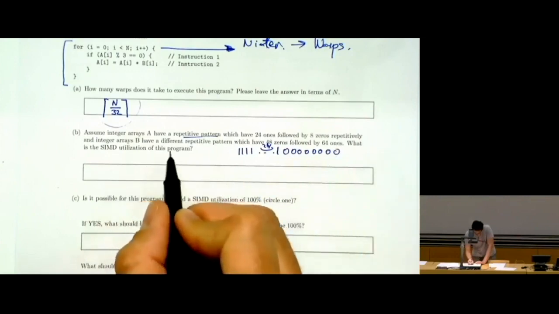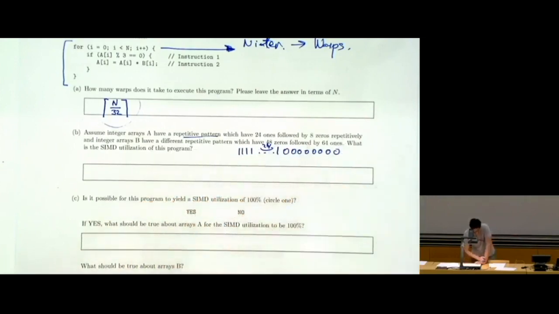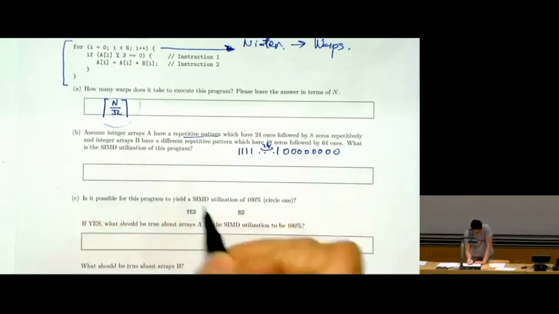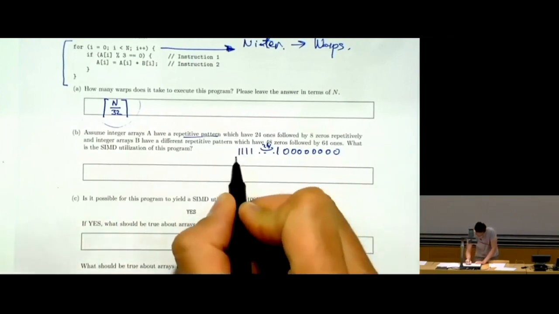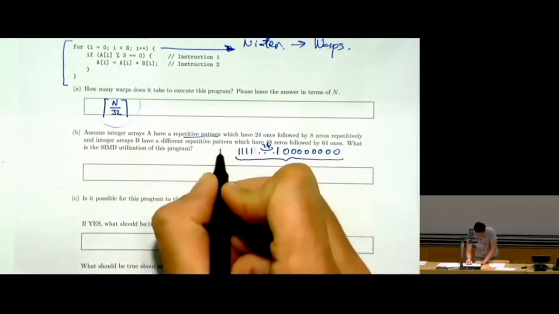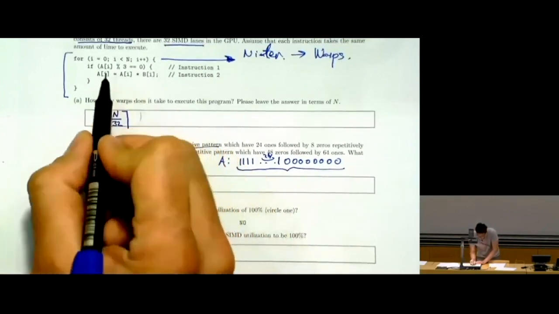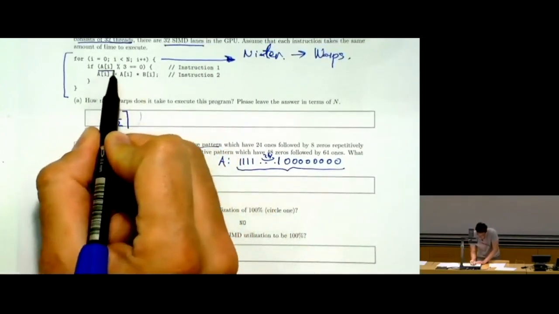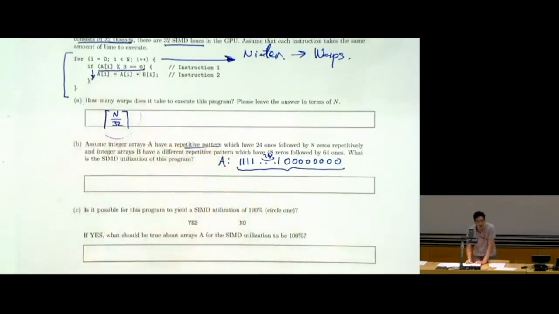And B have different repetitive patterns, which have 48 zeros followed by 64 ones. What's the SIMD utilization of this program? So observe that this is the repetitive pattern of A. And the values of A determine if the body of this if statement is executed or not.